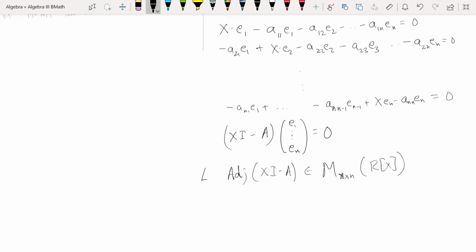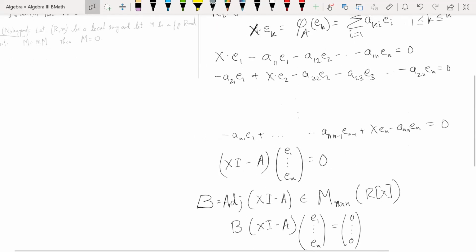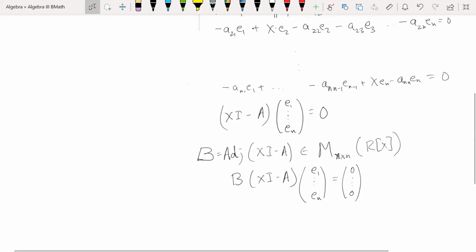Let's give this a name. I didn't give it anything, so maybe I'll call it B here. Then B times (xI minus A) times this vector of entries in our module R^n is going to be 0, 0, 0. These zeros are zeros in R^n. So I'm writing an equation in this matrix notation. These bunch of equations. So this is what linear algebra teaches us. You can rephrase this in terms of equations.